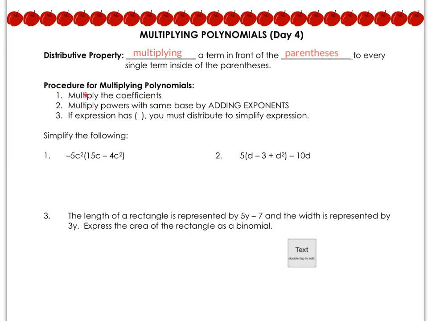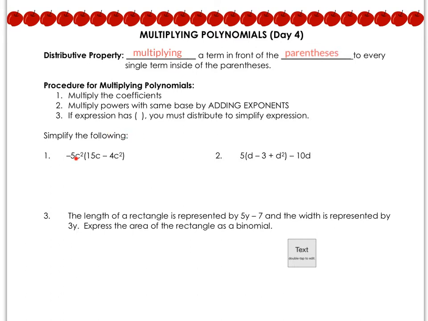First, we start by multiplying the coefficients. Then we multiply powers with the same base by adding our exponents. And lastly, if the expression has parentheses, you must distribute to simplify the expression. So let's start by simplifying the following.